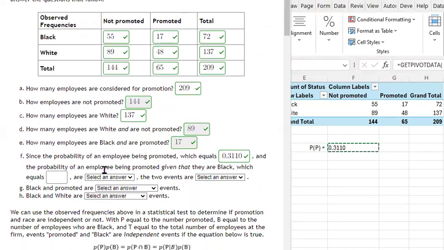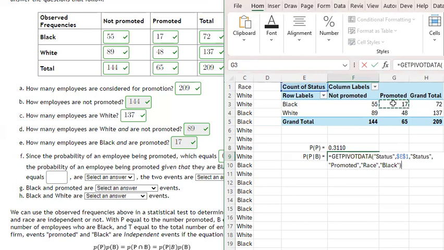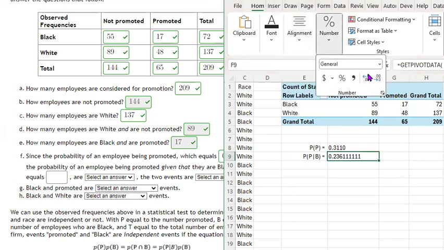Now we want to calculate the probability of an employee being promoted given that the employee is black, right? So we're going to change this probability of promoted to the probability of promoted given the employee is black. In order to calculate this probability, we have to take the number of employees who are promoted and divide that by the number of those black employees that were considered for promotion, in this case, 72. And to 4 decimal places, we get 0.2361.